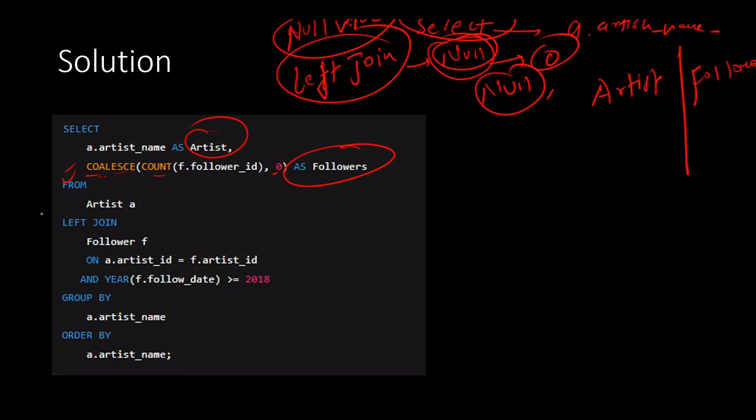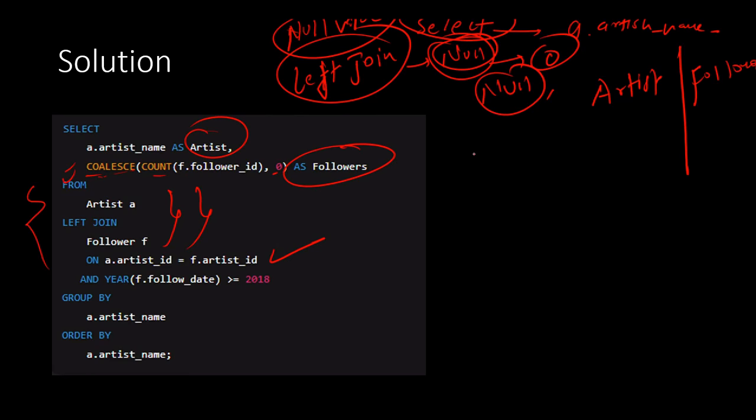Okay, now both tables we need to join. So from artist a left join follower f. So these both tables we have joined on a dot artist id equals to f dot artist id. We already talked about the primary key and foreign key.